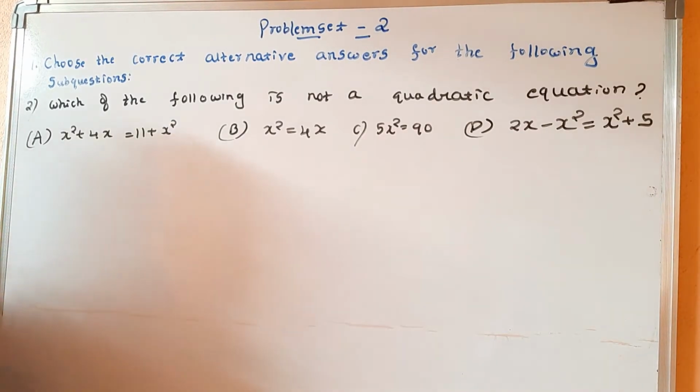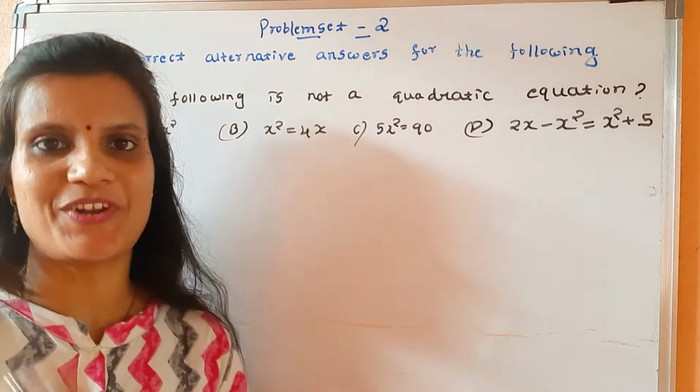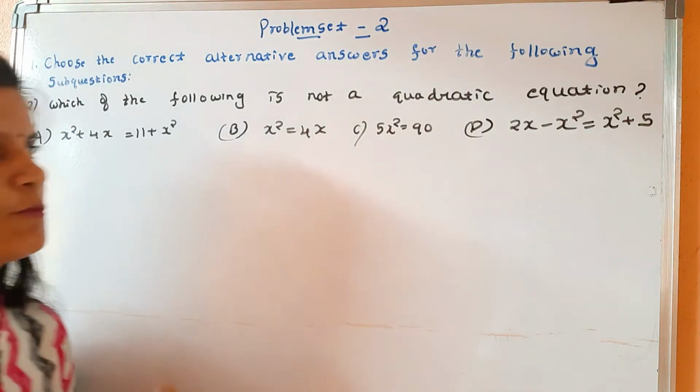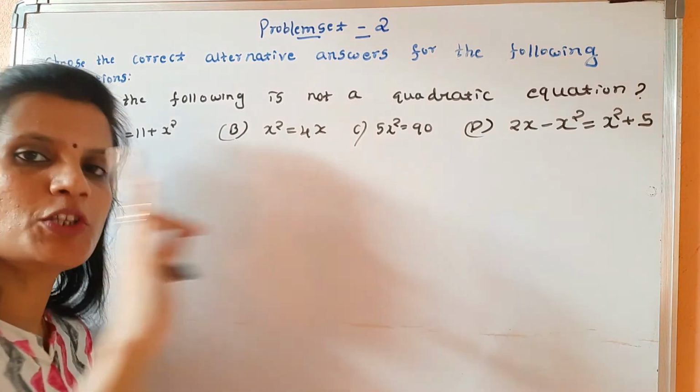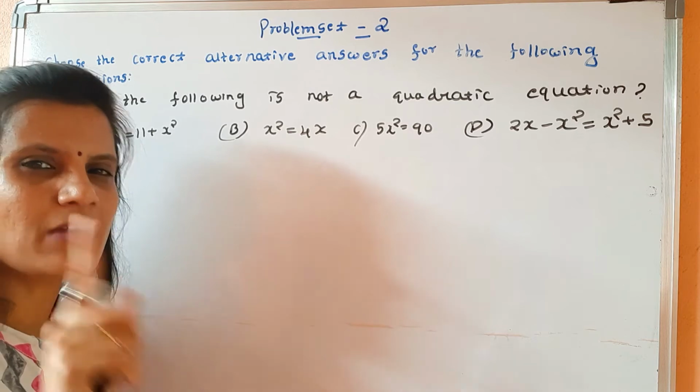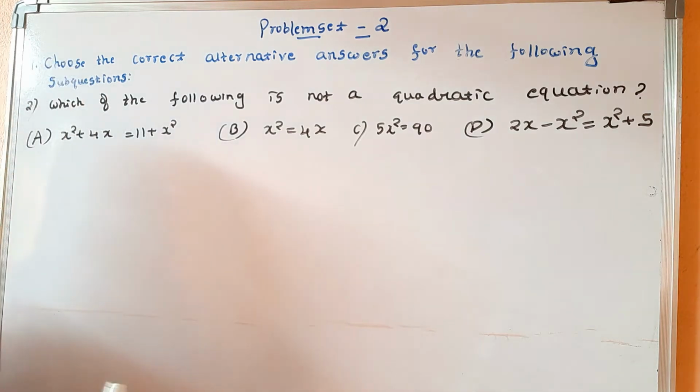Students, our second question is a little bit different. In the first question, what did we find? Which is a quadratic equation. And in this question, we have to prove which is not a quadratic equation. That means out of these 4, in all 3 we will get a quadratic equation and in 1 we will not get a quadratic equation. So let's solve.